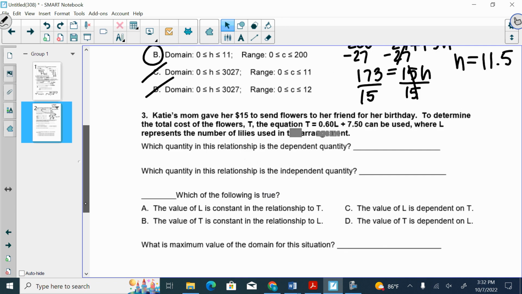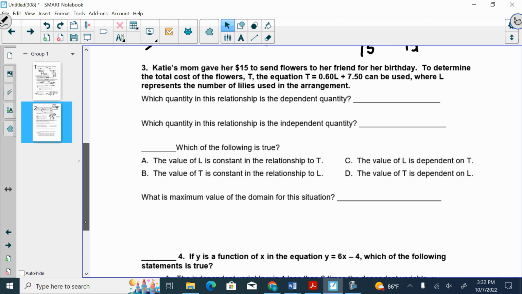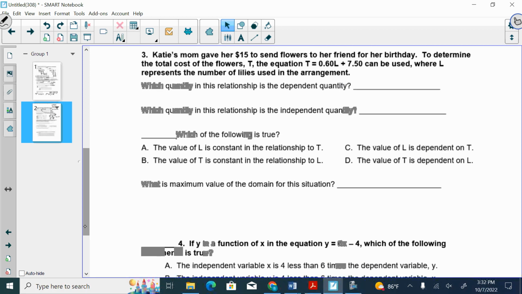All right. Okay. Got another scenario here. This one says, Katie's mom gave her $15 to send flowers to her friend for her birthday. To determine the total cost of the flowers T, the equation T equals 0.6 L plus 750 can be used, where L represents the number of lilies used in the arrangement. Which quantity in this relationship is the dependent quantity?